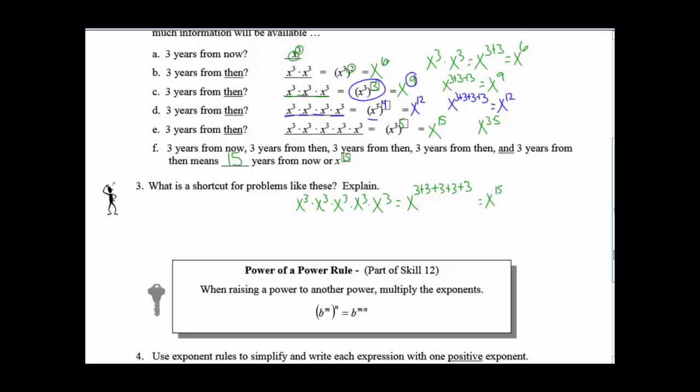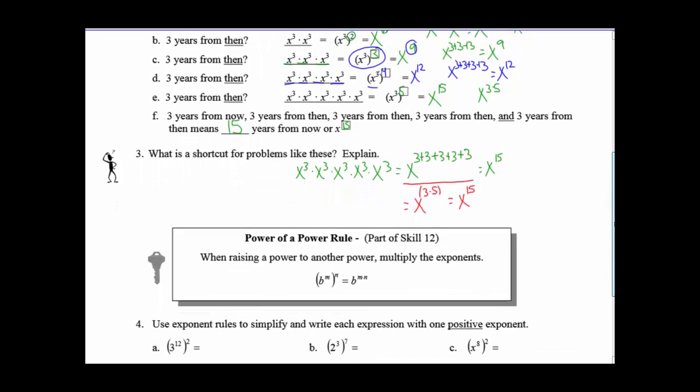So if we look at this step right here, another way we could write this would be x to the third times 5, right? 3 plus 3 plus 3 plus 3 plus 3 is the same as 3 times 5. And that would get us our x to the 15th. So this is a little shortcut we can use when simplifying exponential expressions.